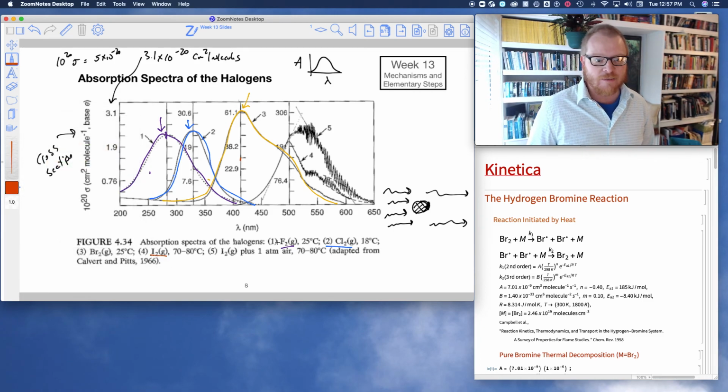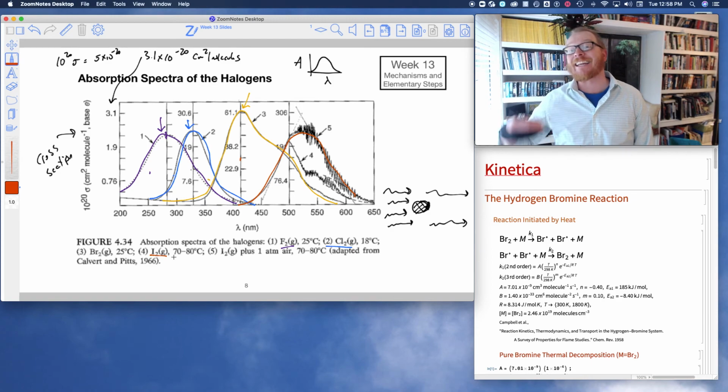Iodine. Okay, so it scales as well. And what's kind of cool about this, if you read through this, right, so fluorine is a gas at 25C. Chlorine is also a gas at 25C, but for some reason the spectra is at 18C. Bromine is a gas at 25C. However, iodine is not a gas at 25C.